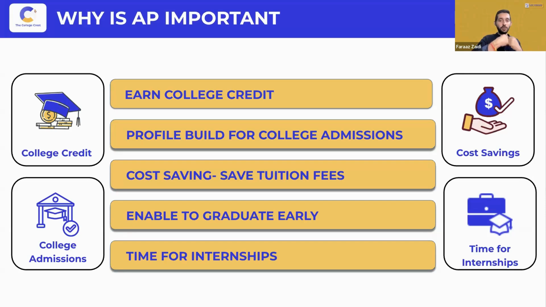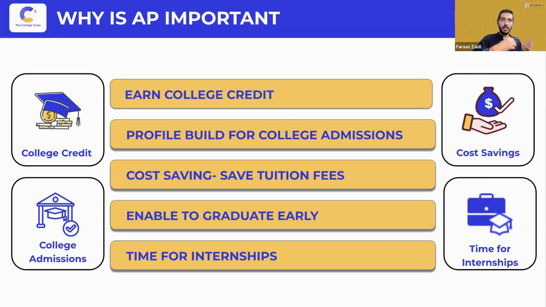Thirdly, it is a very good cost saving option. It will help you save on tuition fees. Earning your college credits through AP courses can reduce the number of courses that you might need to take once you're in the States. This translates directly into cost savings on your tuition fees, a very significant component of the whole expense, which makes your college much more affordable.